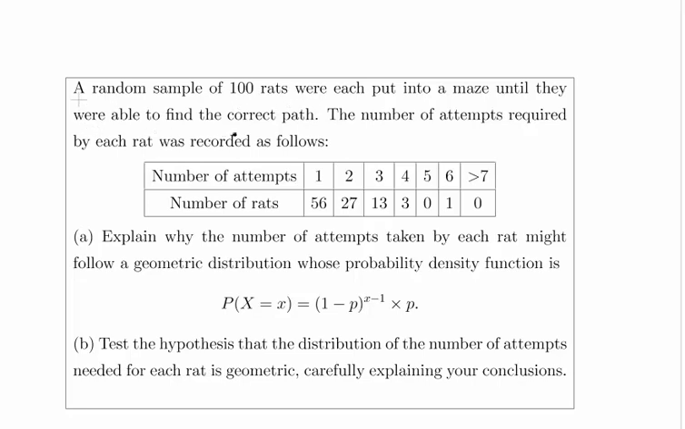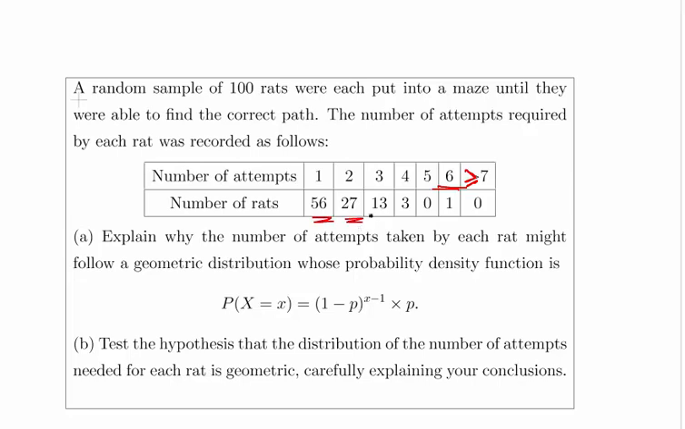able to find the correct path out of the maze. The number of attempts required by each rat were recorded as follows. Essentially what happens here is that nearly all of the rats got out within 6 attempts, and none of them needed 7 or more. That should be greater than or equal to there. But anyway, 56 got out at the first attempt, 27 got out at the second attempt, and so on.